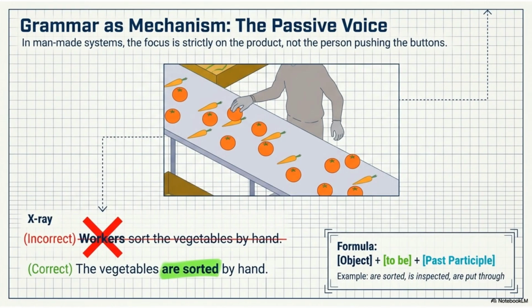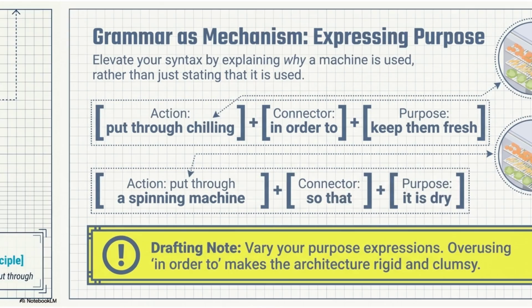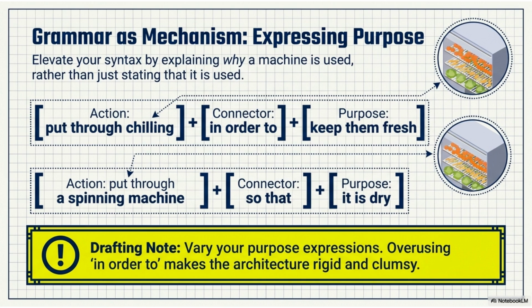In man-made systems, shift your focus to the product using the passive voice. The formula is simple: the object plus the verb to be, followed by the past participle. Elevate your writing by explaining the purpose of machinery. Vary your expressions. Overusing "in order to" can make your sentence structure feel rigid and repetitive.